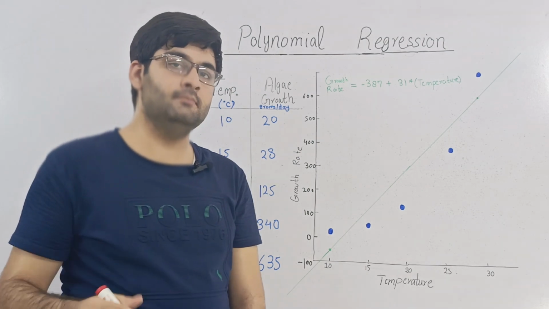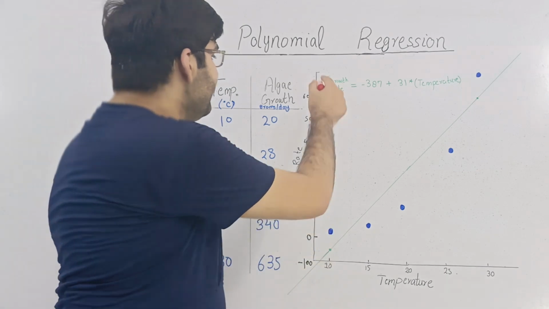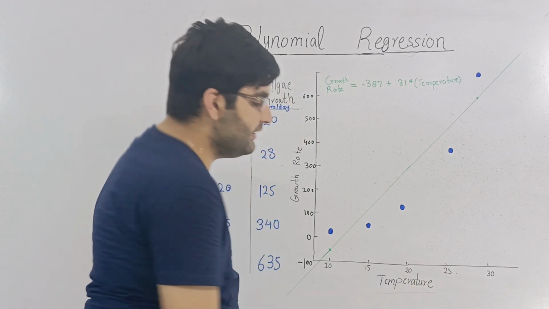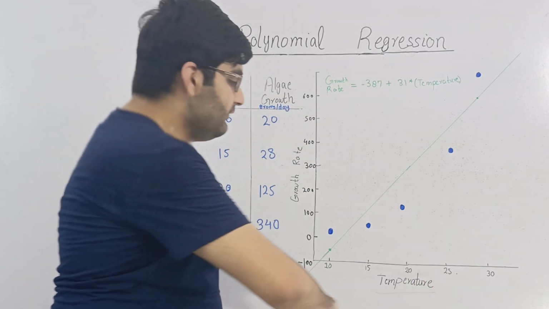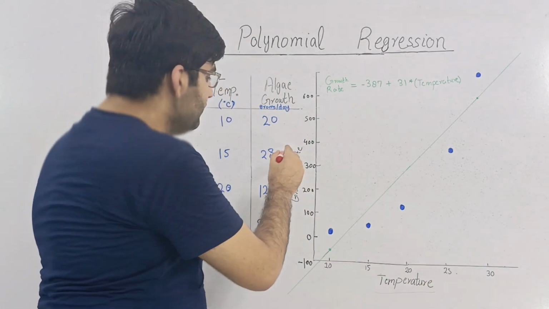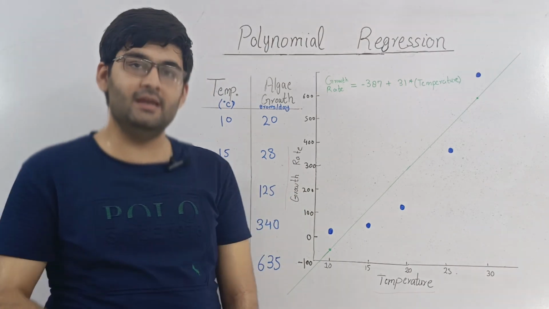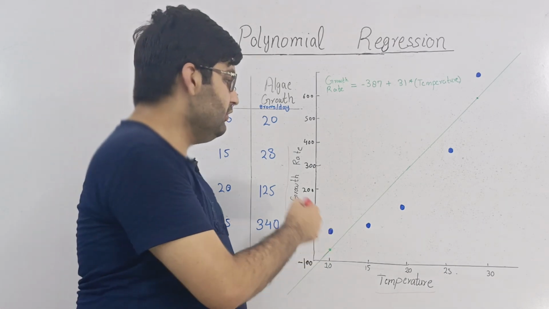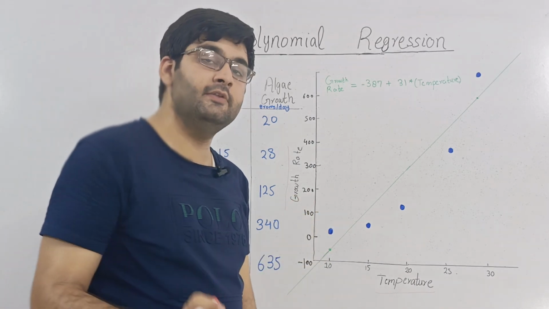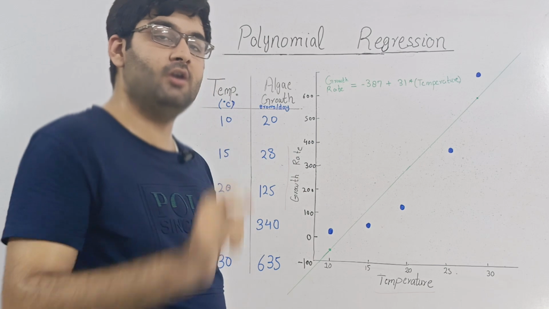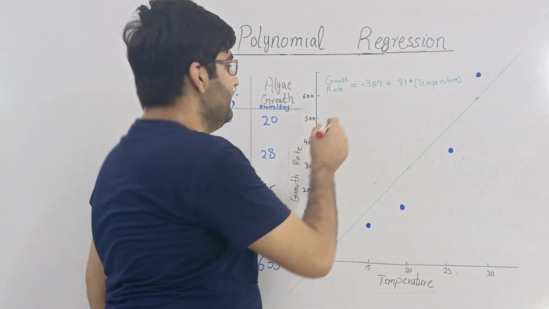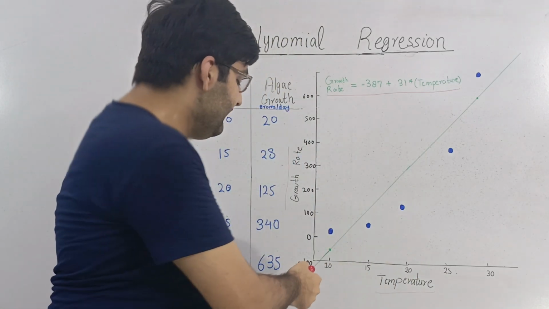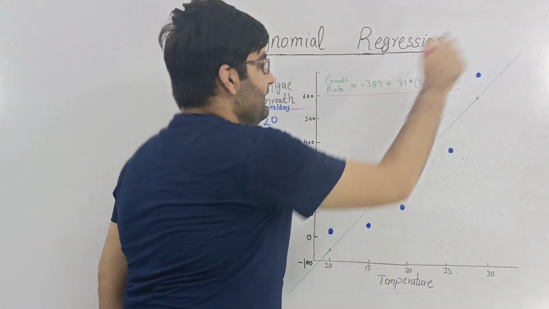To solve that problem, I have plotted this data set on a plane where temperature is the predictor variable plotted on the horizontal x-axis, and growth rate is the target variable plotted on the vertical y-axis. So, I have obtained a simple linear regression model from this dataset, and this is the equation of the simple linear regression model, and this is the regression line.